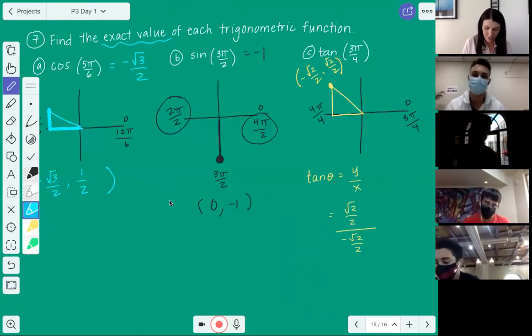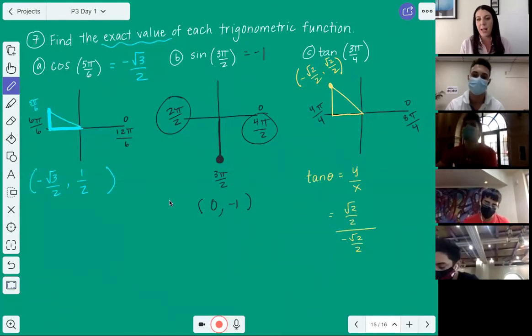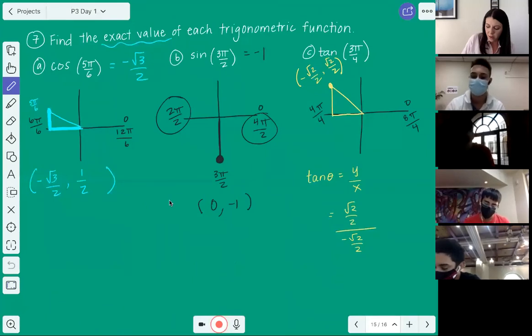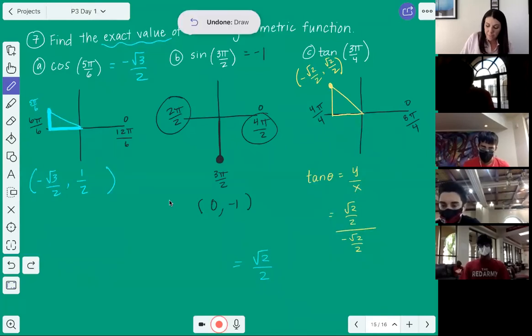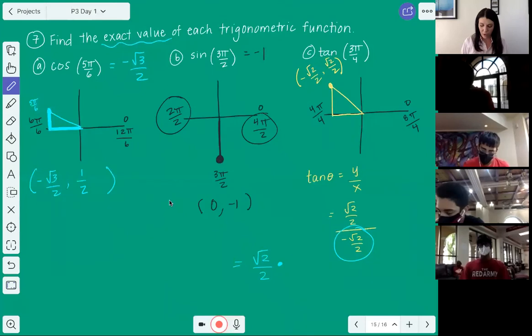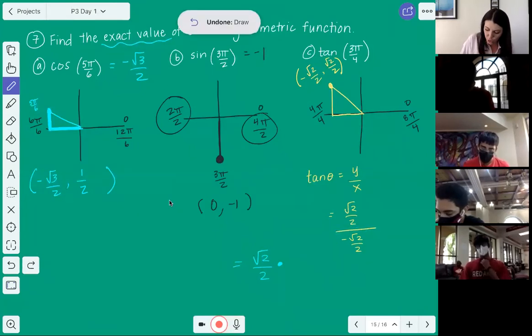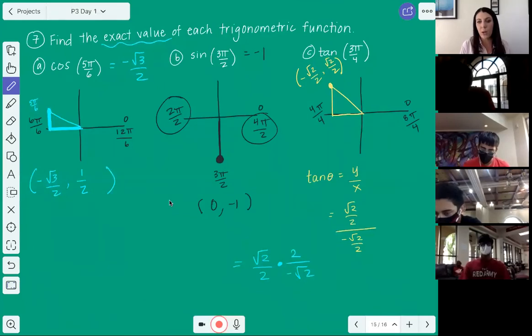Landon, if I have square root of 2 over 2 divided by negative square root of 2 over 2, that's the same as doing what? Multiplying by the reciprocal. So if I have a fraction divided by a fraction, I'm going to take this number, square root of 2 over 2, and multiply it by the reciprocal, meaning I flip that other one over. So I'm going to multiply it by 2 over negative rad 2. Landon, what do you get when you do that?